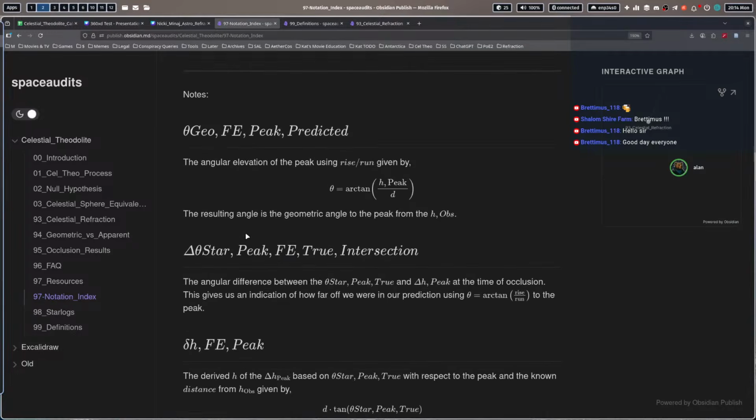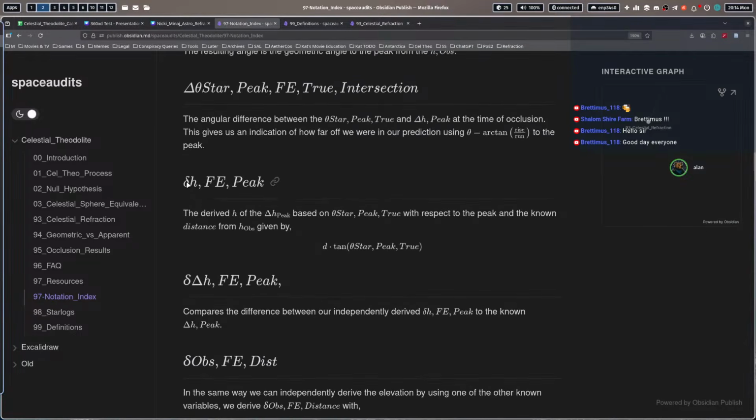All right, so moving on now, we have the theta h FE peak. So this is deriving the elevation of the peak based on the occlusion time and the distance. So here we're independently deriving a distance based off of one of the other known variables and the occlusion time, whatever the occlusion angle happens to be.